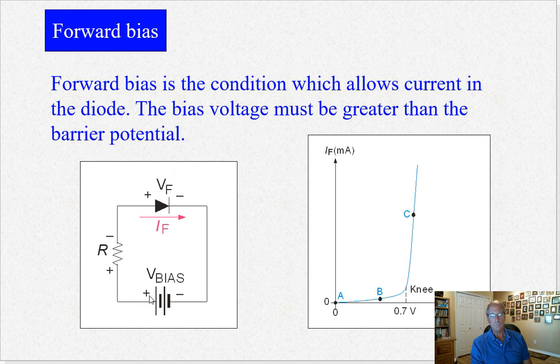Now, there's a bias voltage that's required that has to be greater than the barrier potential. Remember the barrier potential from last time. The barrier potential for silicon, which is what this diode is made of, is about 0.7 volts. It varies with temperature. Most of the time at room temperature, it's about 0.7 volts.